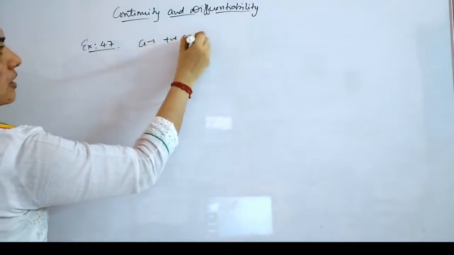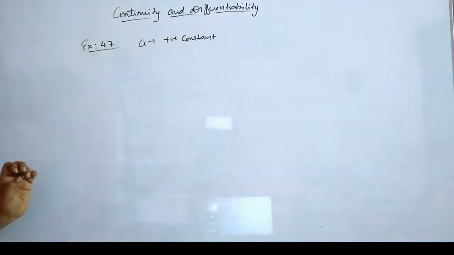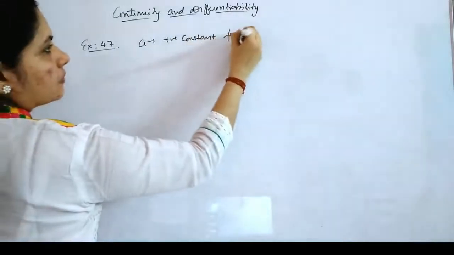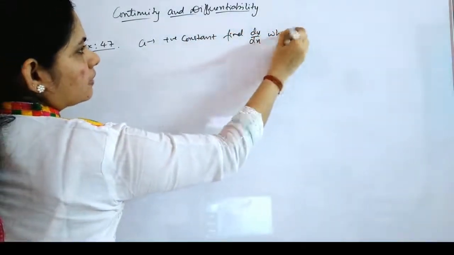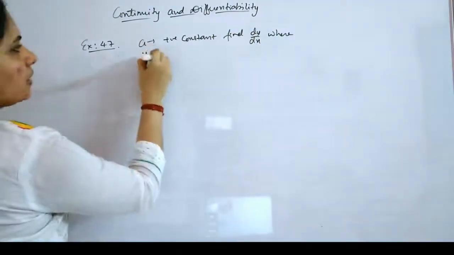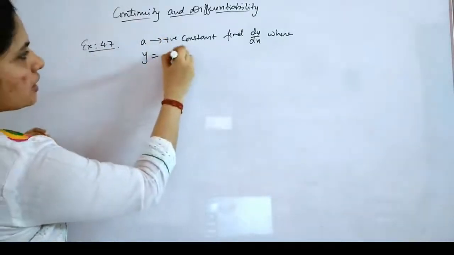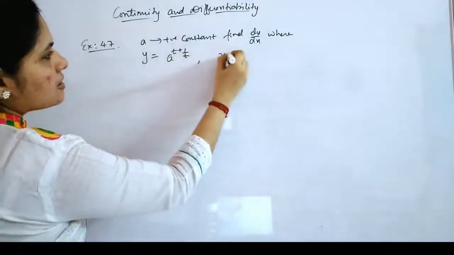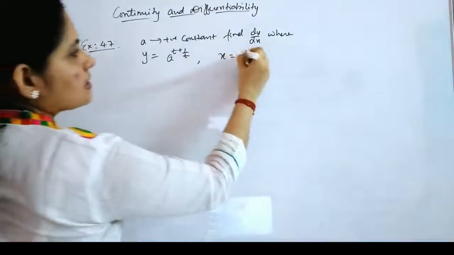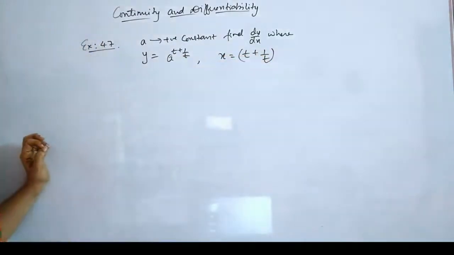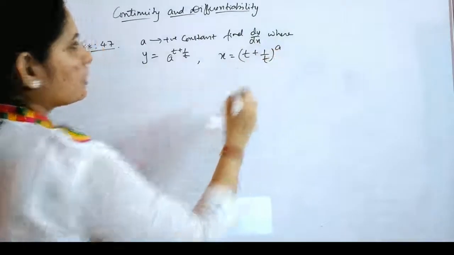47. The question is for a positive constant a. So a is given to be a positive constant. Find dy by dx where y is given to be a raised to t plus 1 by t and x is given to be t plus 1 by t the whole raised to a. So a, what is a? They have given it is a positive constant.